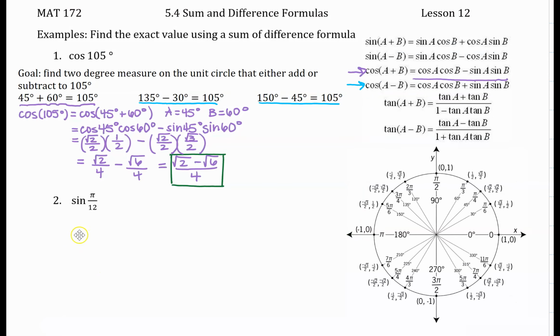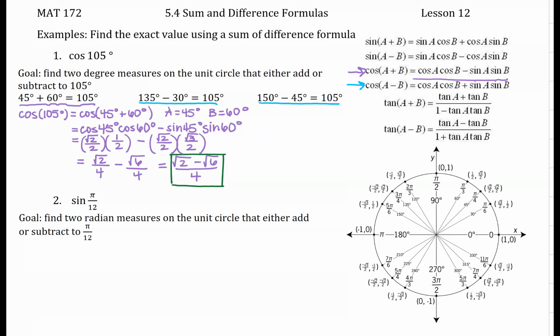In our second example, we want to find the exact value of sine of pi over 12, and the initial goal is still the same. First, we need to find two radian measures on the unit circle that either add or subtract to pi over 12. We are not going to be able to find two radian measures that add to pi over 12, but it is possible to find two radian measures that subtract to pi over 12. In fact, 3 pi over 12 minus 2 pi over 12 is equal to 1 pi over 12.